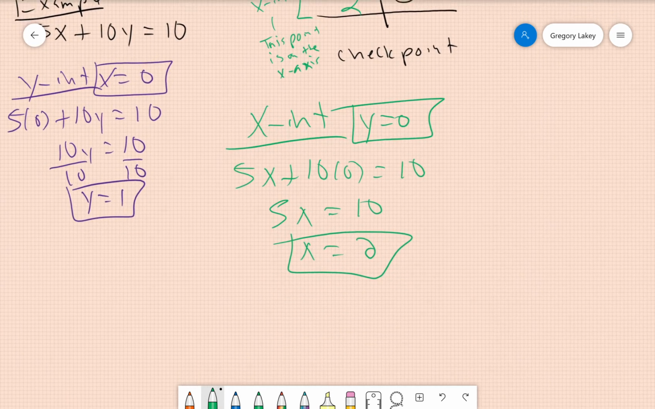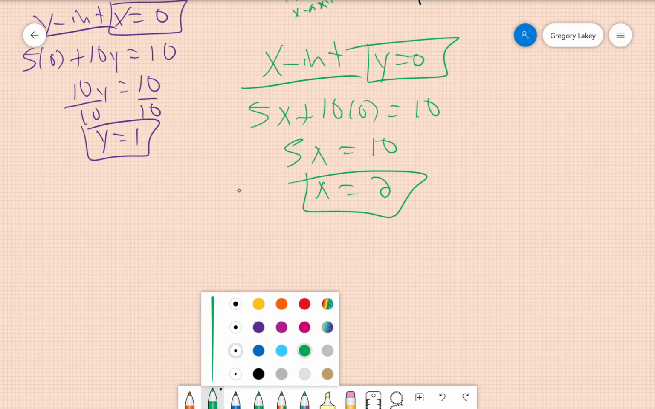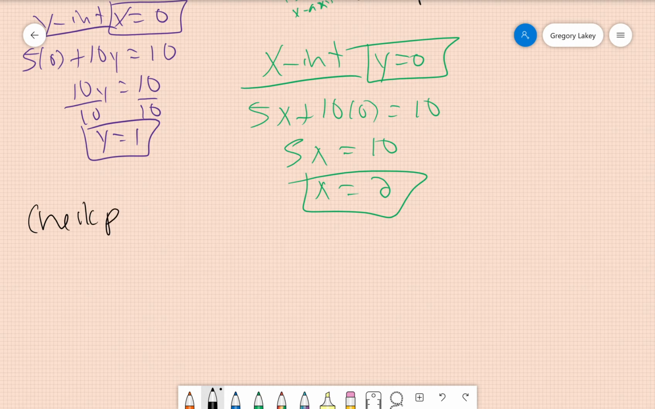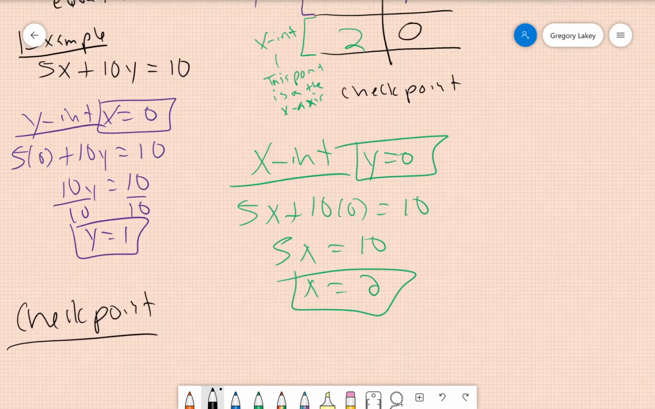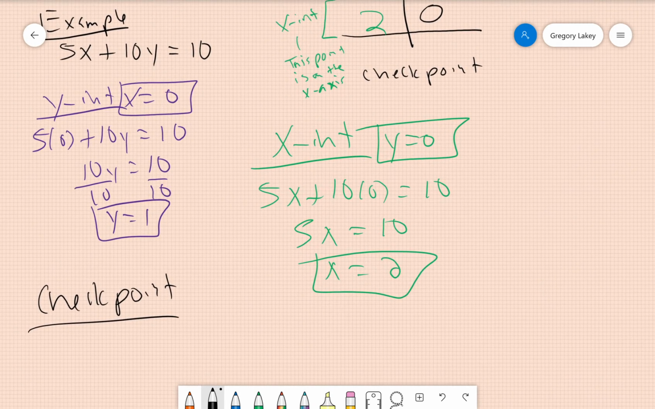So let's go here. I'm going to put checkpoint. I'll do that one in black. And for the checkpoint, remember now, it's a function. It's y equals, or well, x dependent upon y in this case. So I'm going to plug in for x to get my y value. So you can pick any value of x that you want to for your checkpoint.